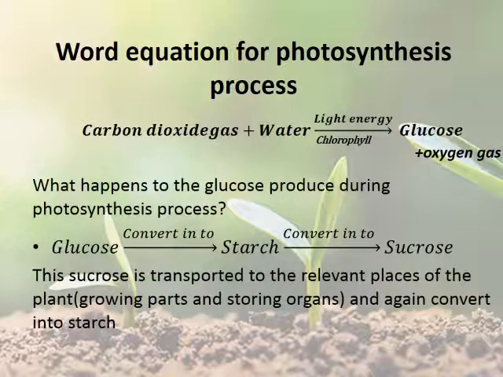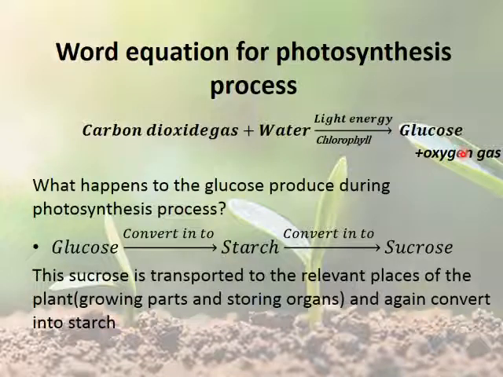Then, this is the way to illustrate this process by using a word equation. You can identify here carbon dioxide plus water, with the support of light energy that comes from the sun, as well as with the presence of chlorophyll pigment inside the plant, it will result in glucose as the major product with the byproduct of oxygen gas.